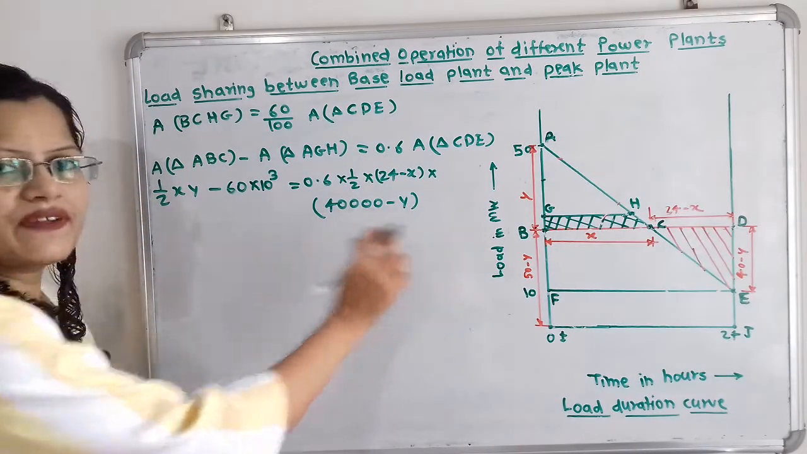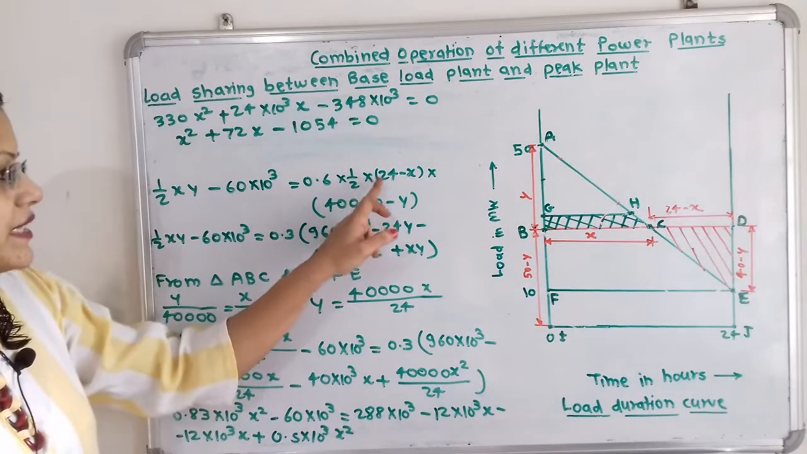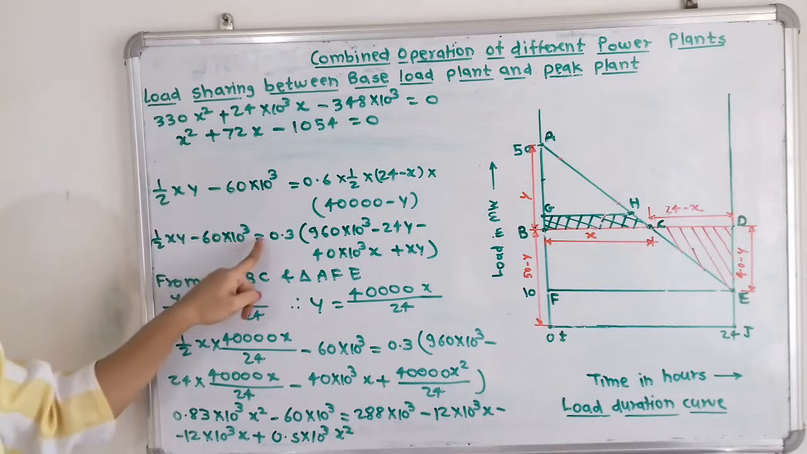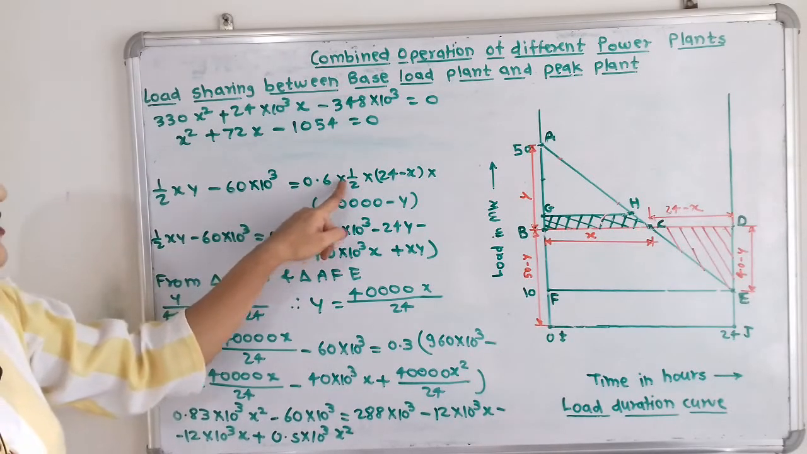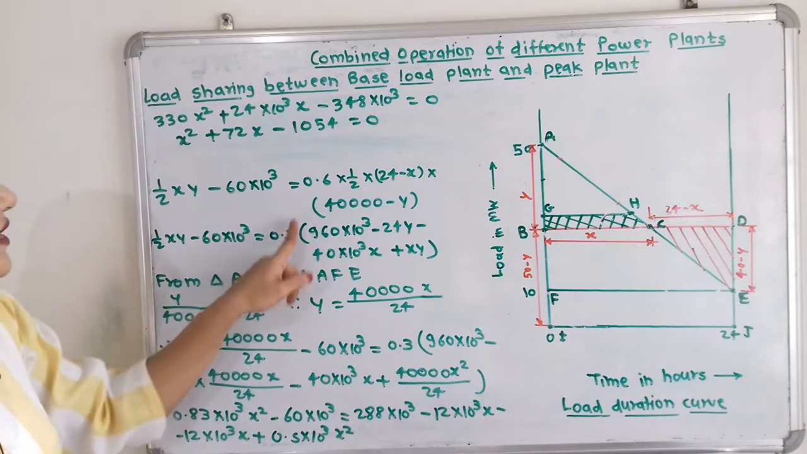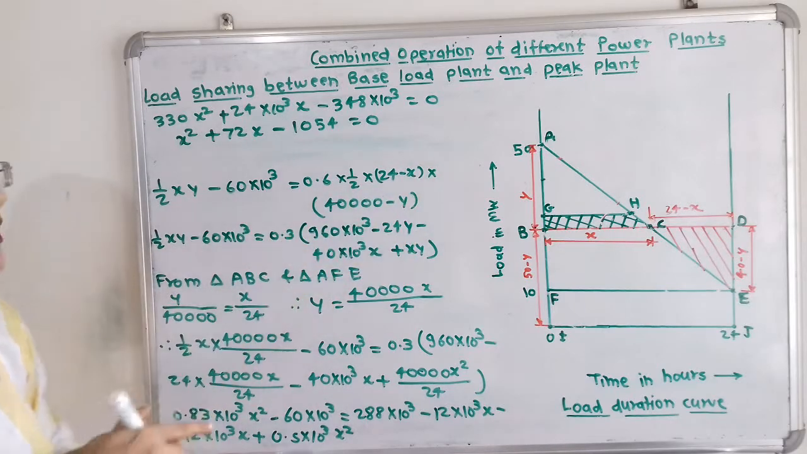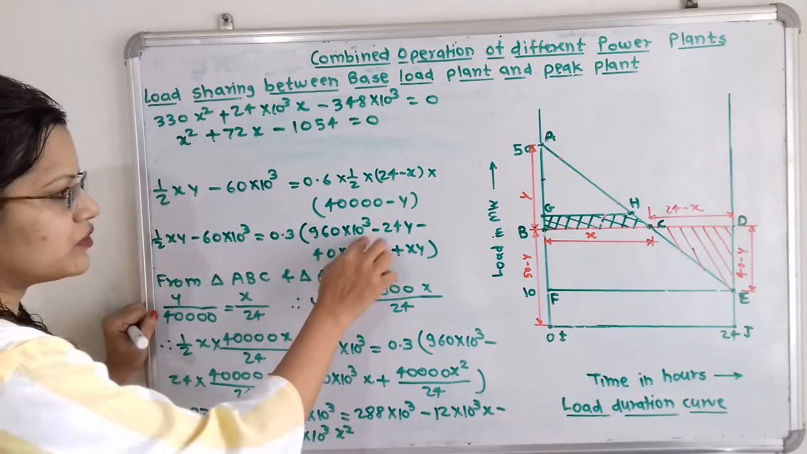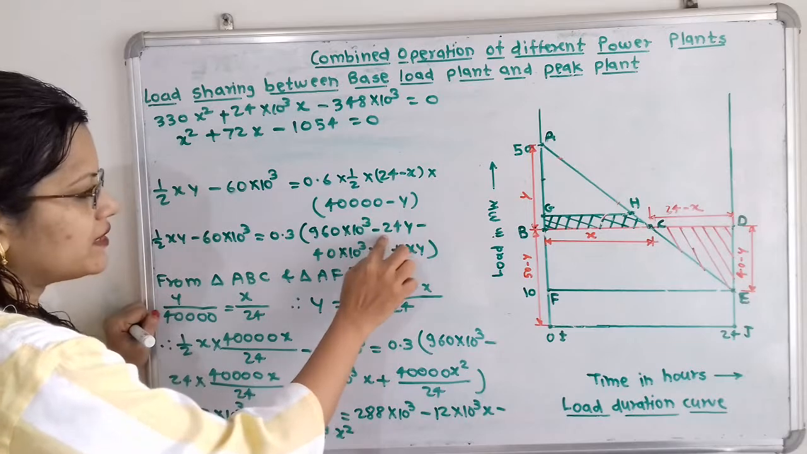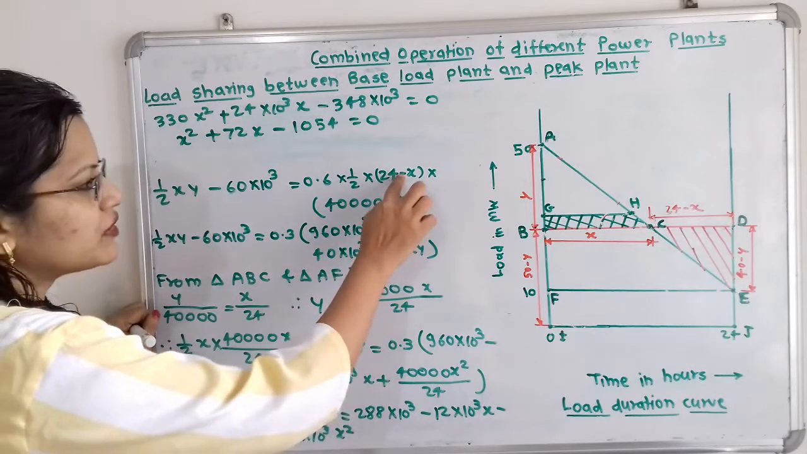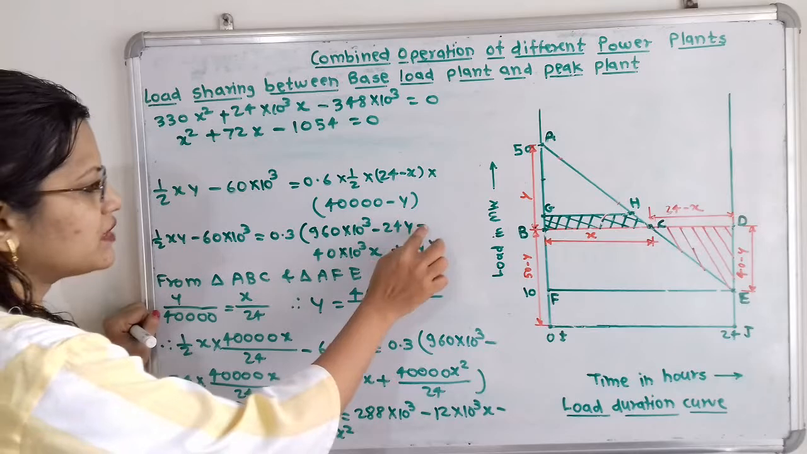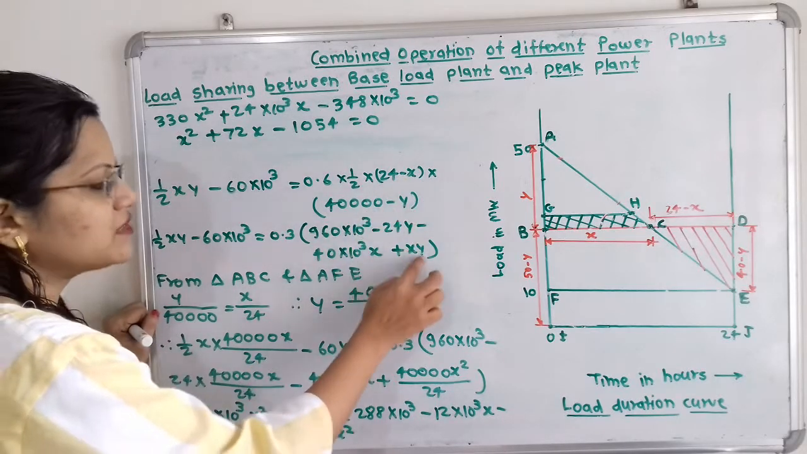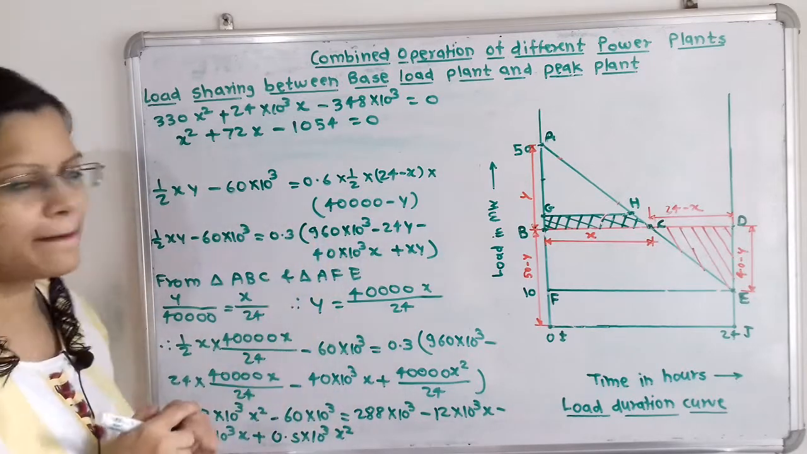Now we will simplify this. We will multiply these two brackets. So we will write here half xy minus 16 into 10 raised to 3 is equal to, now 0.6 into half, that is 0.3, in the bracket. Now in the bracket we will multiply. So 24 multiplied by 40,000, that is 960 into 10 raised to 3, minus 24 into y, that is minus 24y. Now this minus x into 40,000, that is minus 40 into 10 raised to 3 x, and this minus x minus y, that is plus xy, and this bracket is completed.